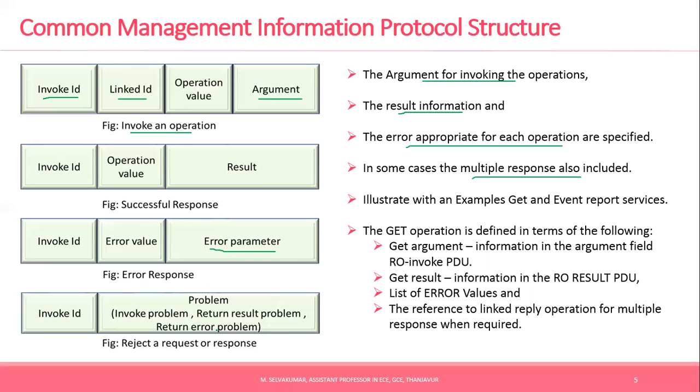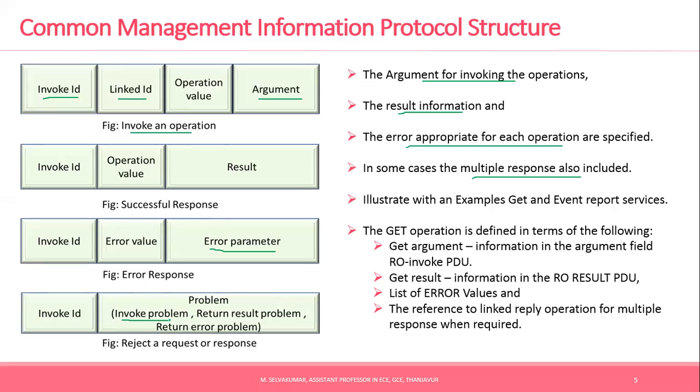These problem values are a reject or an error. If it is a reject request or response, whenever this error occurs, it is combined into three categories: the invoke problem, the return result problem, and the return error problem. So in the invoke problem, what are the problem values? They are duplicate invocation and unrecognized operation.